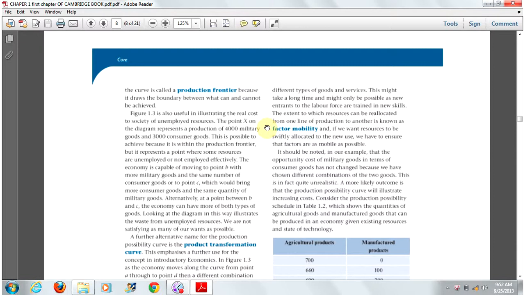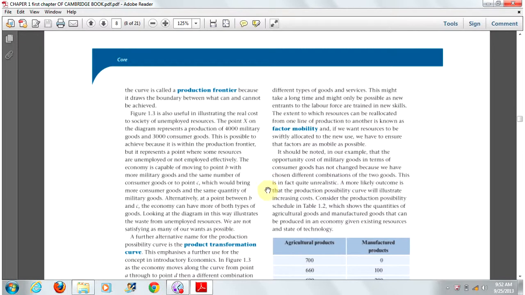It should be noted in our example that the opportunity cost of military goods in terms of consumer goods has not changed because we have chosen a different combination of the two goods. This is in fact quite unrealistic. A more likely outcome is that the production possibilities curve will illustrate increasing costs.